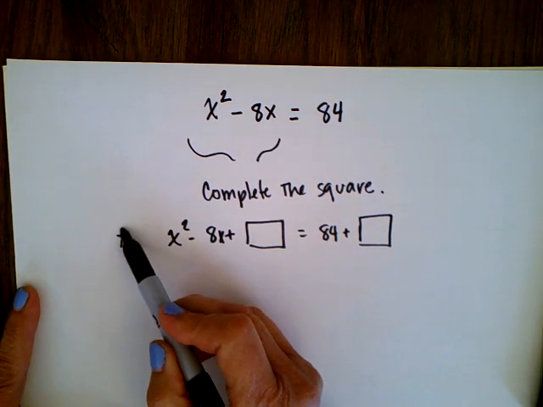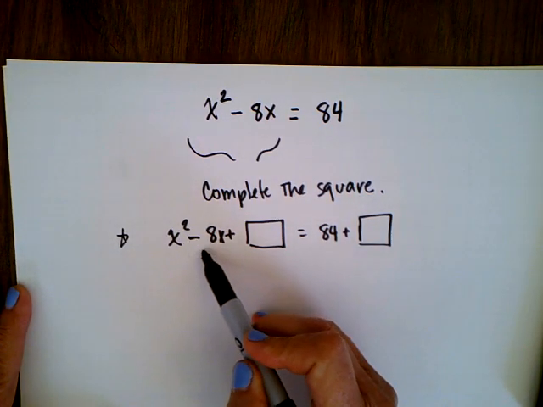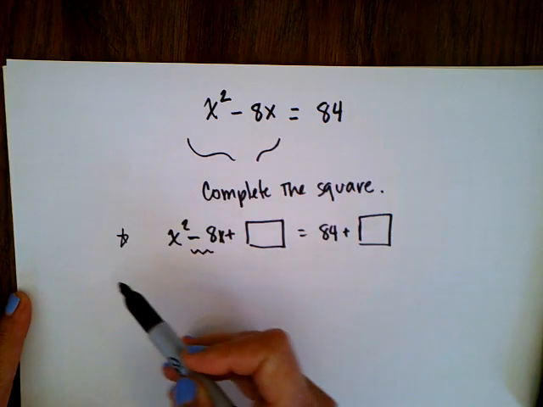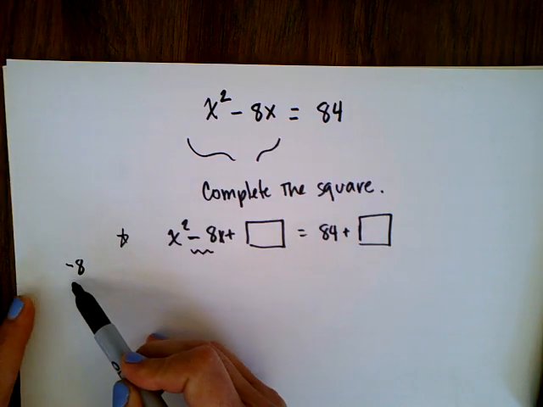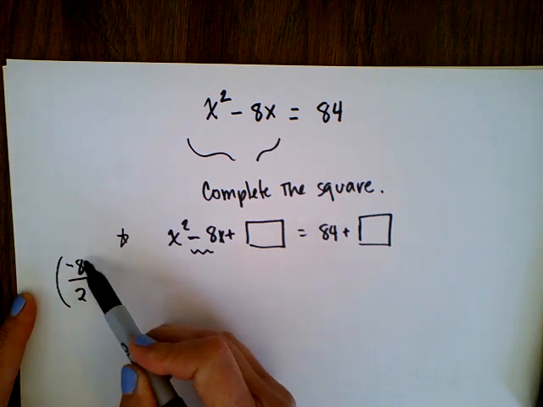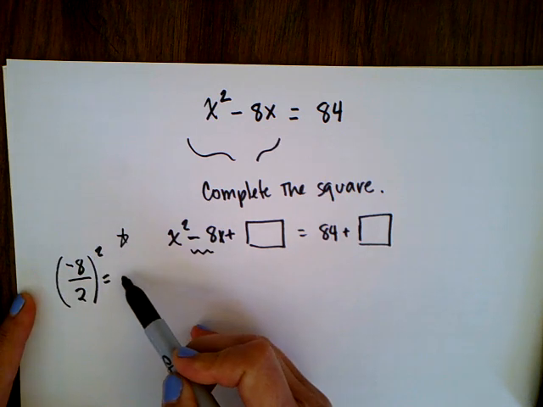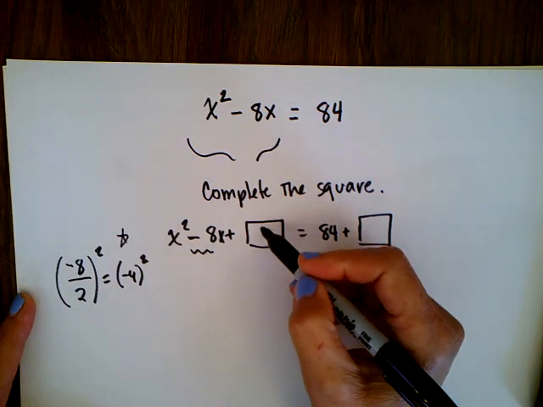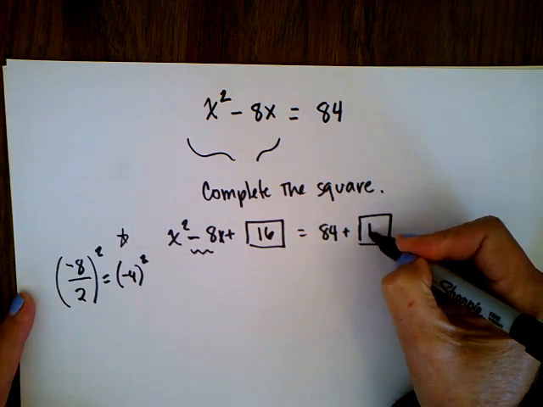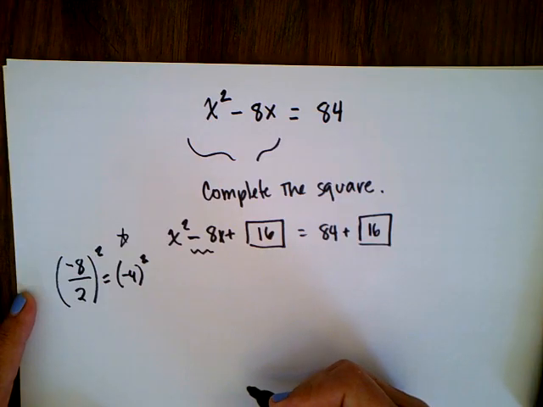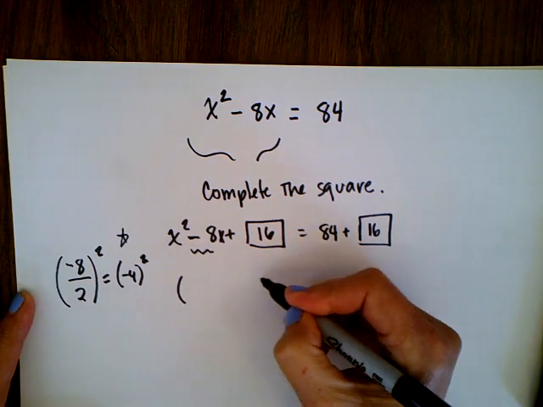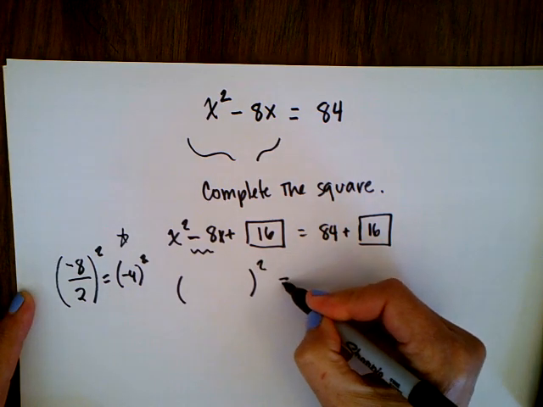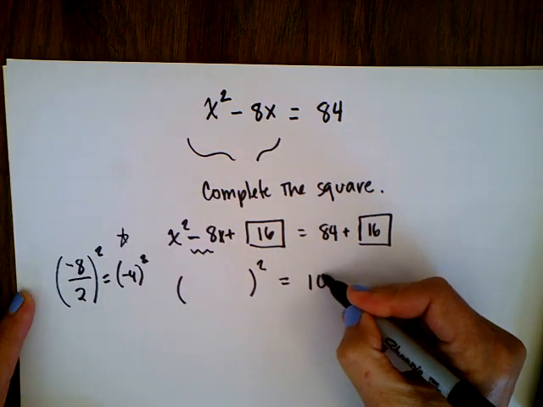So in this step, to complete the square, we look at that middle term right here, the negative 8. The coefficient is negative 8. I divide by 2 and square it. Negative 4 squared is 16. And 16 is what I add to both sides. Parentheses, squared equals 84 plus 16, which is 100.